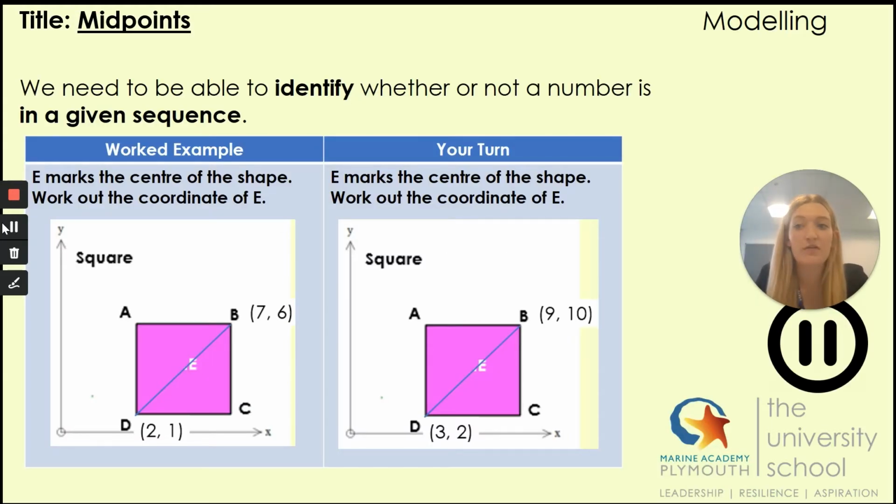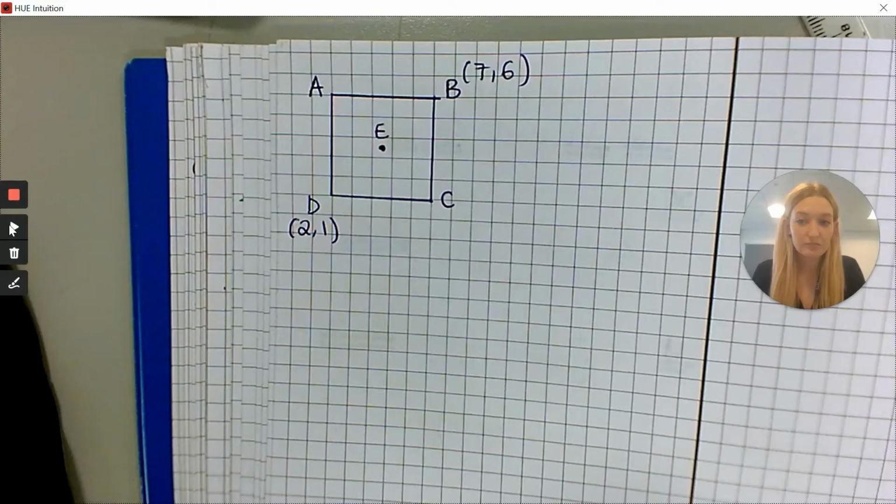Okay, so moving on then, we are looking at some problem solving with midpoints. In these questions, we're going to be given a shape and we have to calculate the midpoint. Okay, so E marks the center of the shape here. It's a square ABCD. E is the midpoint, and we need to use the information shown to find this coordinate E. I'm going to move over to the visualizer and we're going to have a look at this together.